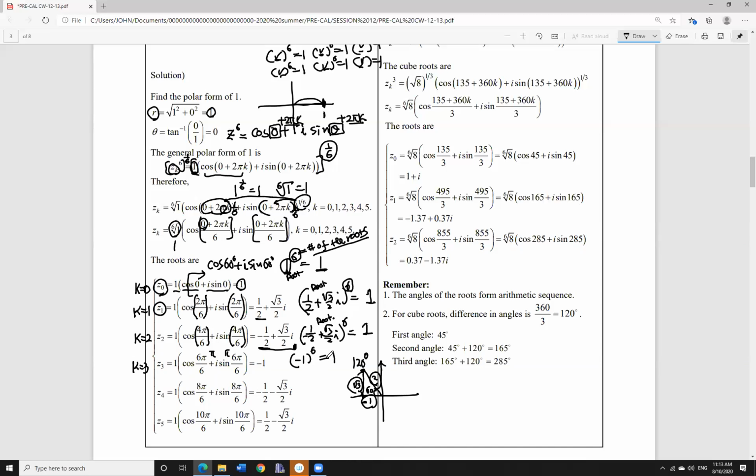Keep going. k equals 4. When k equals 4, that is 8 pi over 6, sine 8 pi over 6. 8 pi over 6 is actually 4 pi over 3, right? What is that? 240 degrees, isn't it? Because pi is 180 degrees, right? 180 over 3 is 60, times 4 is 240 degrees.